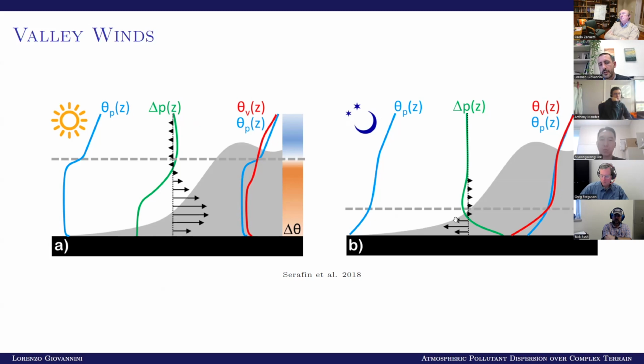And so we have this shallower, because usually the boundary layer is shallower during the night than during the day, thermally driven circulation, which blows from the upper part of the valley to the plain. And usually this circulation is called down valley wind because it flows down the valley.